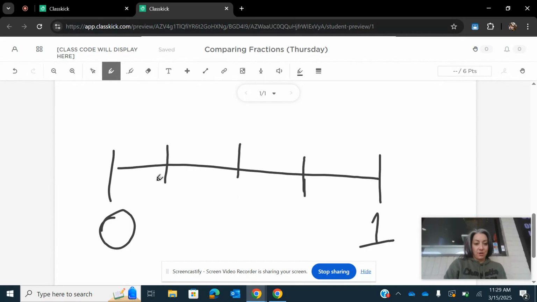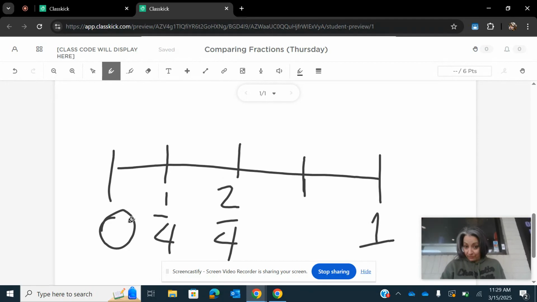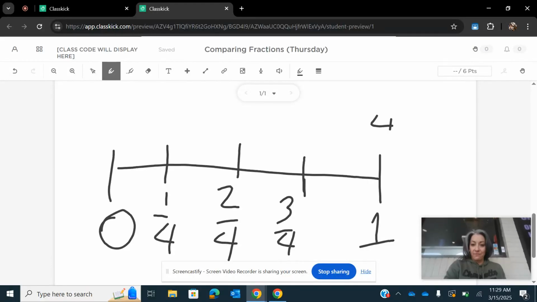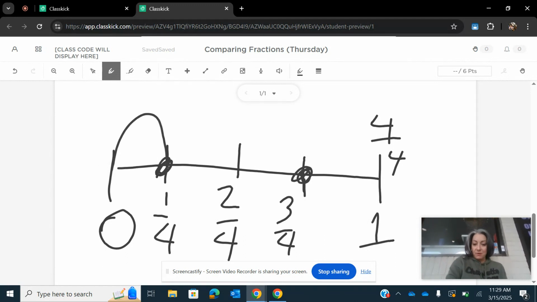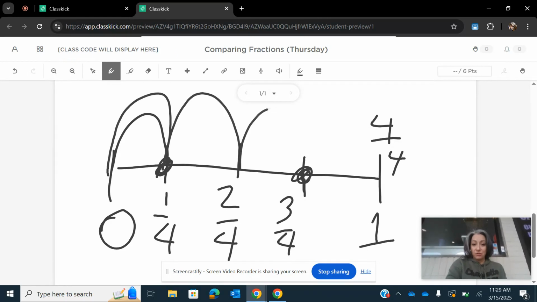So now that I have 4 equal spaces, 1, 2, 3, and 4. So this is 1/4, 2/4, which is equivalent to 1/2, by the way, 3/4, and we have 4/4, which is equivalent to 1. And then I just want to plot both of the points. This is 1/4, this is 3/4. If I was starting at 0 and I wanted to get to 1/4, it would take me 1 jump. But if I was starting at 0 and I wanted to get to 3/4, it would take me 1, 2, 3 jumps, which is again why 3/4 is larger than 1/4.